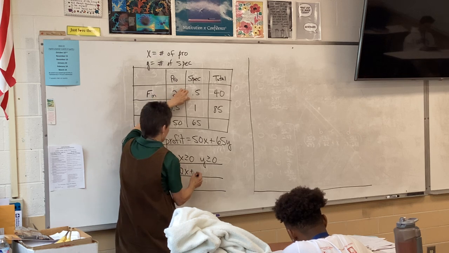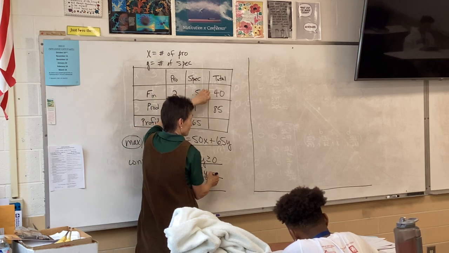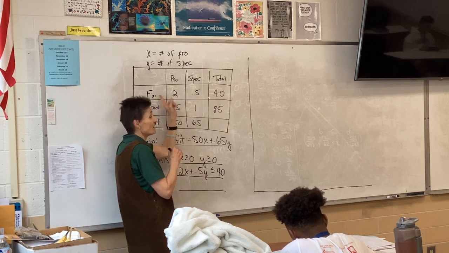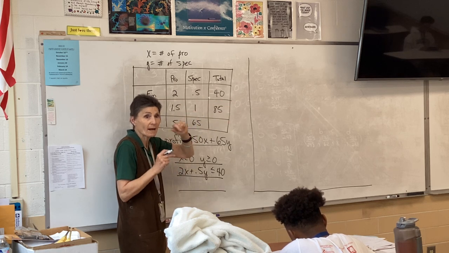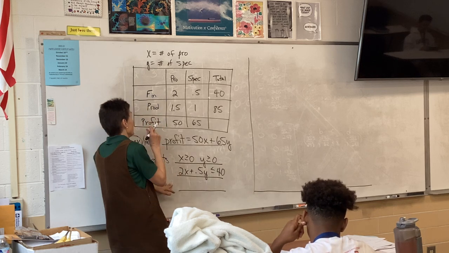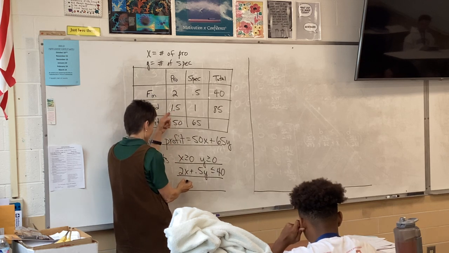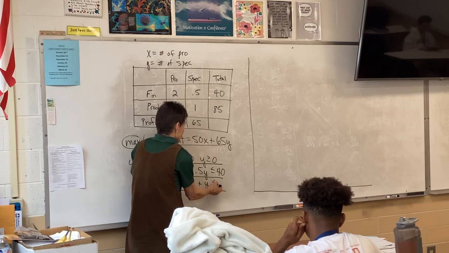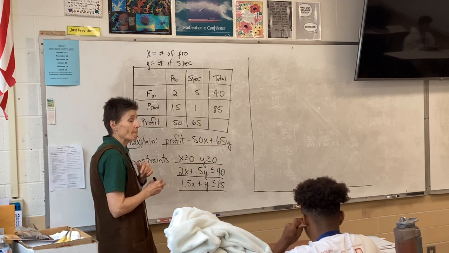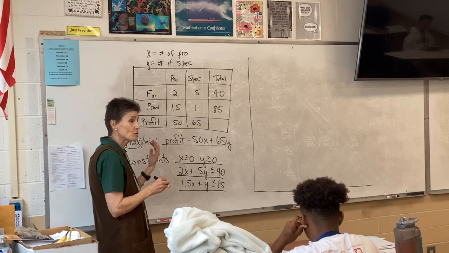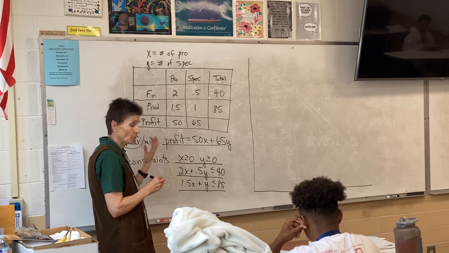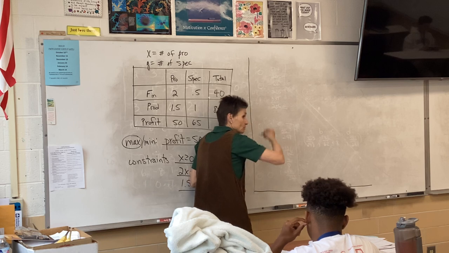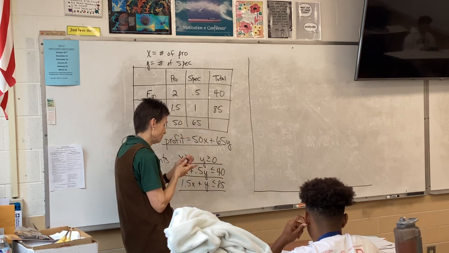2x plus 5y is less than 40. Exactly. Because the number of hours I spend finishing has to be less than 40. That's all the time I have. All right, last one. 1.5x plus y less than or equal to 85. Now you can use your calculator here to help you with the arithmetic. These we don't graph because we've already taken that into account with the way we set up our axis system.